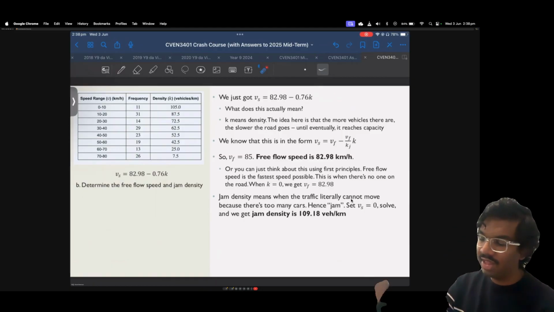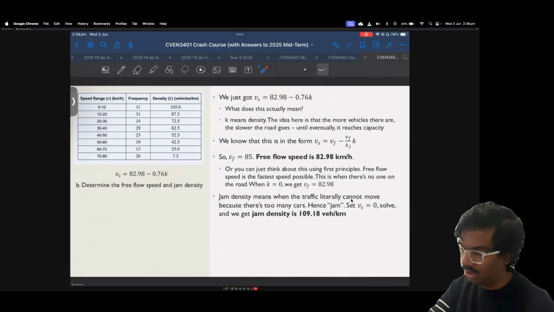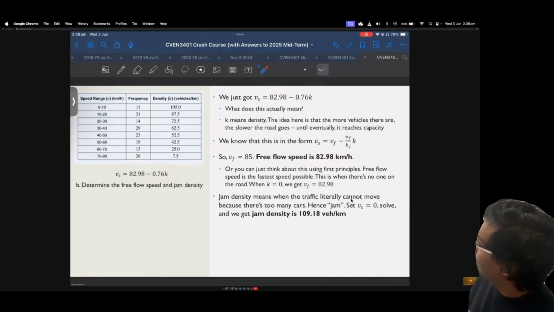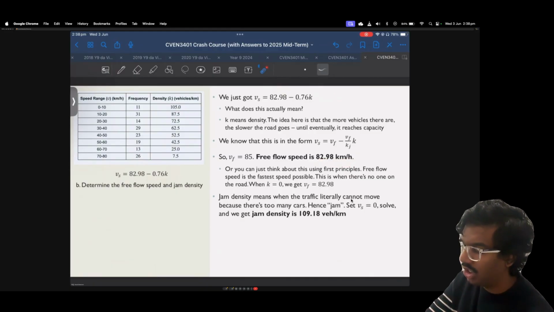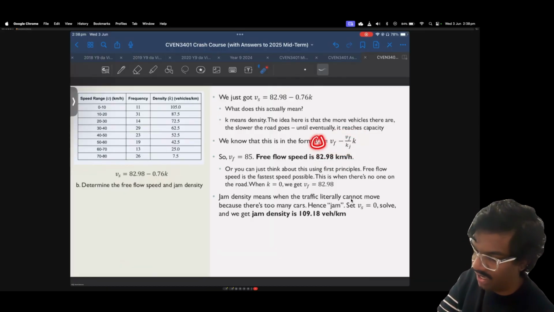So basically, if there are no cars, you just set k to 0, and then you know it's going to be 82.98. So the free flow speed is 82.98. I encourage you to think about it from first principles, but otherwise, you know that the equation is in the form Vs equals Vf minus Vf over Kj times k. So Vs is Vs, k is k, and Vf is just going to be 82.98.